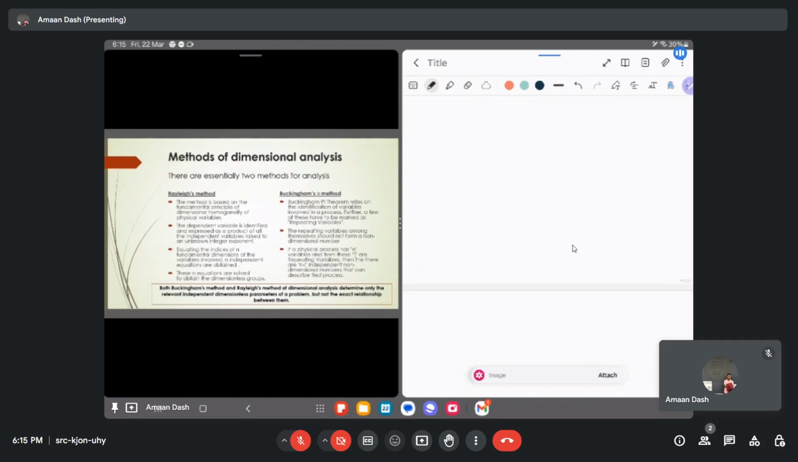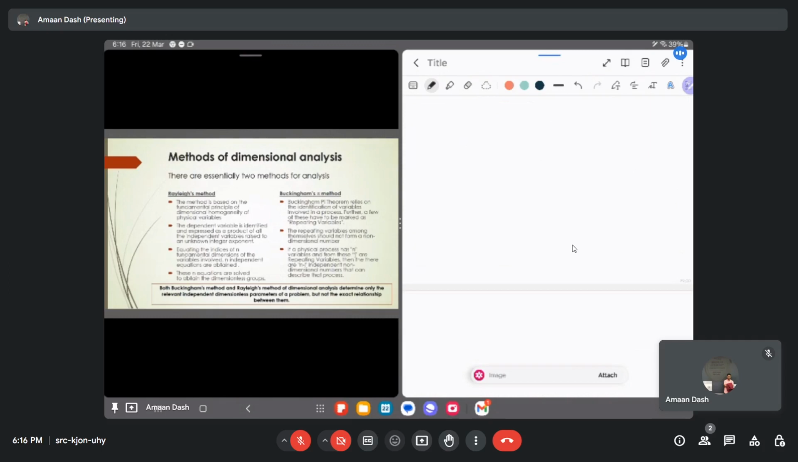In the Rayleigh method, the method is based on the fundamental principle of dimensional homogeneity of the physical variables. The dependent variable is identified and expressed as a product of all the independent variables, each raised to some unknown integer exponent, let's say a, b, c, d, that we don't know, and we will be obtaining that. Equating the indices of the n fundamental dimensions of the variables involved, n independent equations will be obtained. And these n equations are solved to obtain the dimensionless groups.